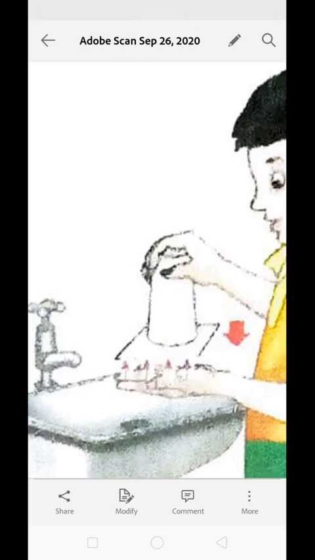This is why, because of the work of atmospheric pressure, the card remains stuck to the brim of the tumbler, and the water does not fall down. It is the atmospheric pressure that is holding the card in its place under the tumbler. Clear? Or under the glass.